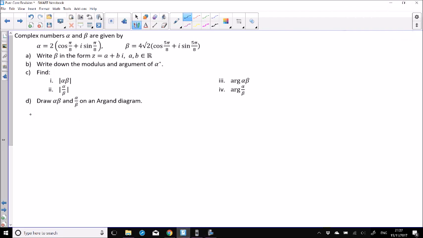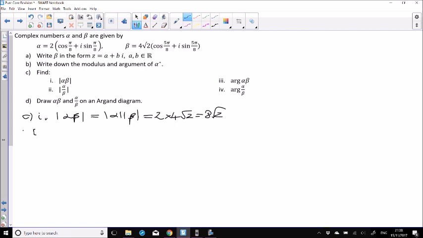Right, so for C, it now wants us to find the modulus of alpha times beta. Now for this, the easy way, rather than having to multiply them, is to remember the rule that this is going to be the same as the modulus of alpha times modulus of beta. Now the numbers are already in modulus argument form, so that's going to be 2 times 4 root 2, so it's going to be 8 root 2.